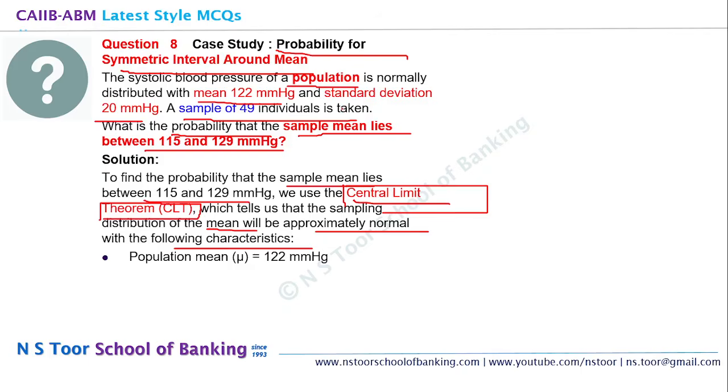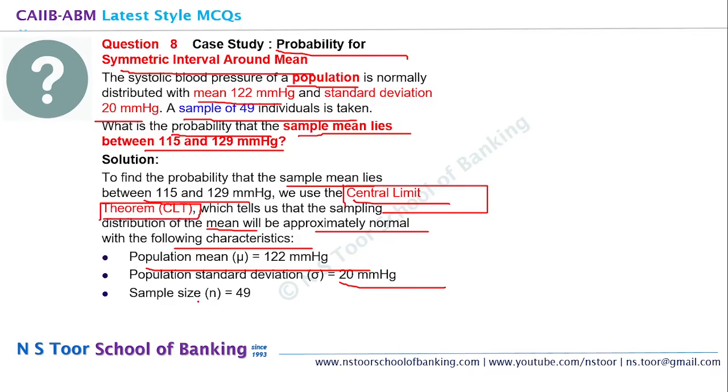So my population is normally distributed with a mean of 122. What is known as the population mean? How is it called? Mu. What is mu here? It is 122 mmHg. So I got the population mean from the question. What is the population standard deviation? Sigma is 20 mmHg, which is also given in the question itself.